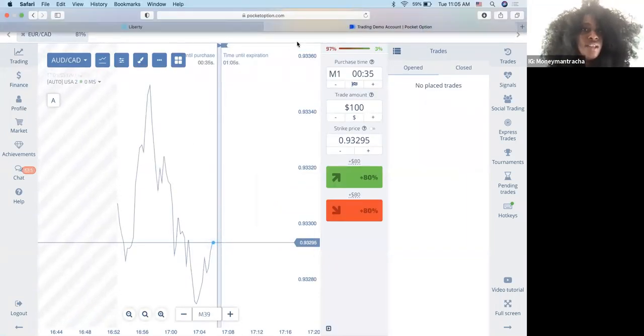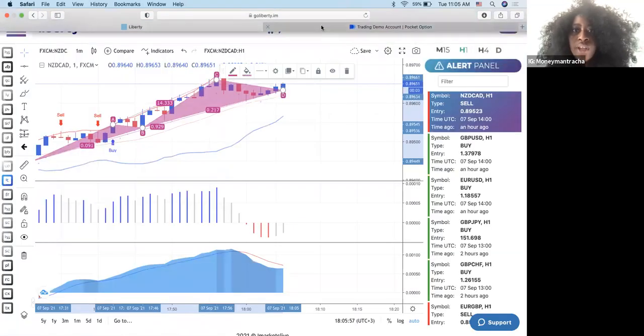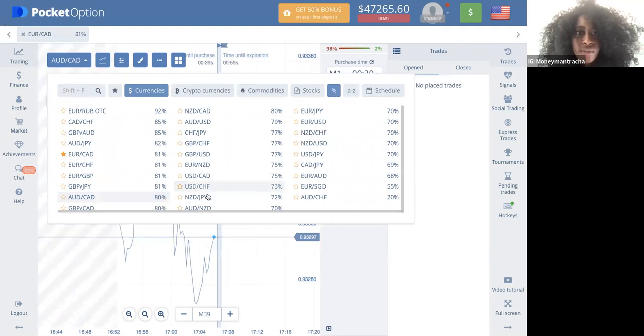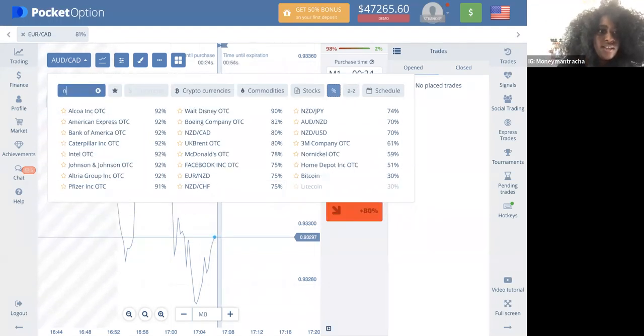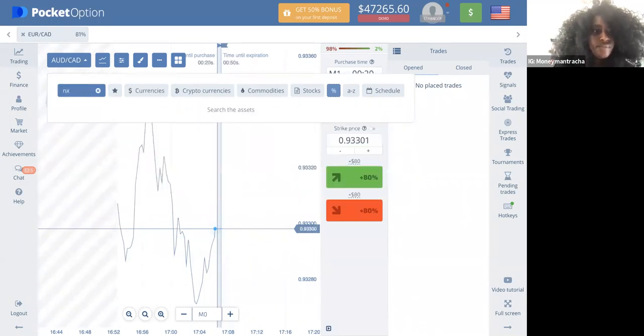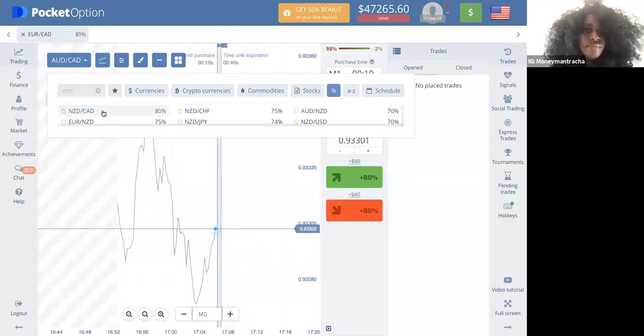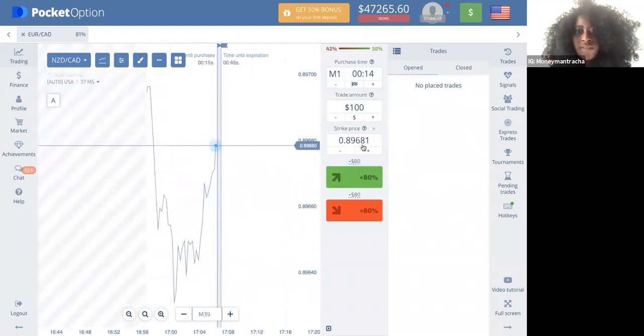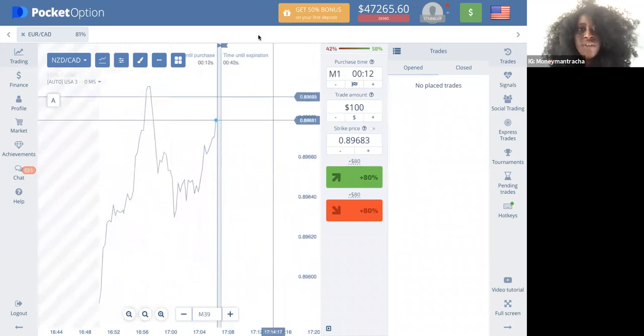All right, so NZD CAD 640 or lower for a buy. Let's see what's good. NZD CAD. I don't even know what the payout is. Does it even exist? All right, NZD CAD 80%. And we're going to wait. Well, it's around 681 right now, 683.